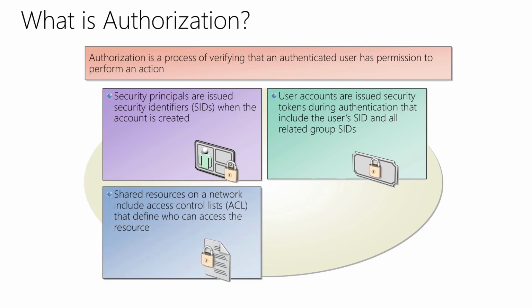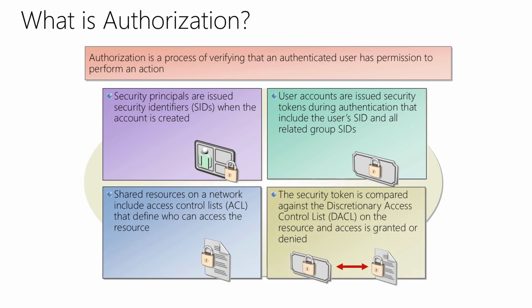Shared resources on a network include an access control list that defines who can access the resources. Authorization happens very frequently and unobtrusively whenever a user requests services like opening their home folder, reading or writing files, or requesting access to an Active Directory Domain Services aware application. The user only sees the result of the authorization: they are granted or denied access.